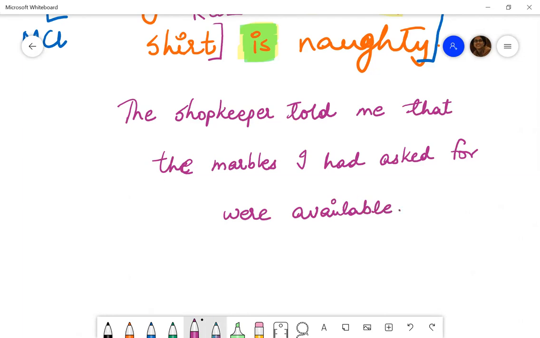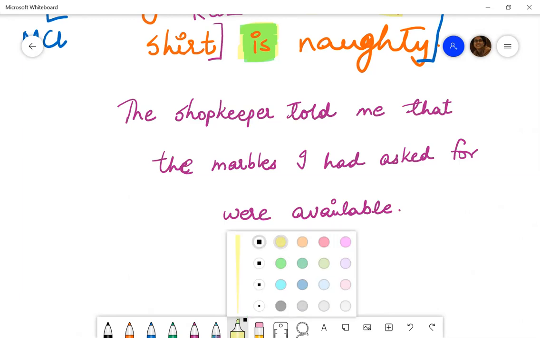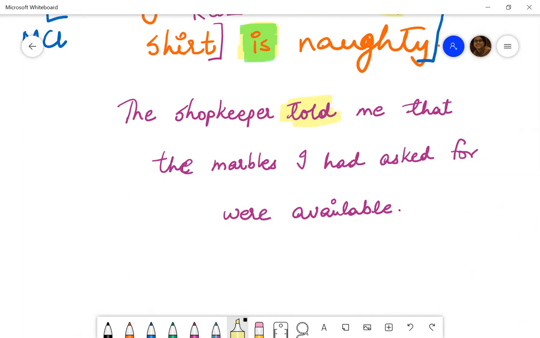Now, how many verbs are there in this? The shopkeeper told me that the marbles I had asked for were available. Right? There are three verbs here. So what are these verbs? What did the shopkeeper tell you? So if you notice, this is basically your noun clause, right? The shopkeeper told me what? The shopkeeper told me that the marbles I asked for were available. This is entirely answering the question, what did the shopkeeper tell me? And so this entire chunk is a noun clause.